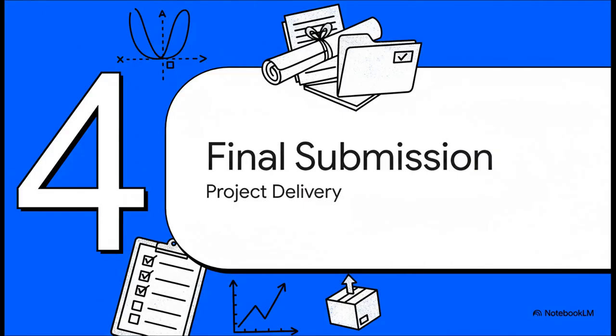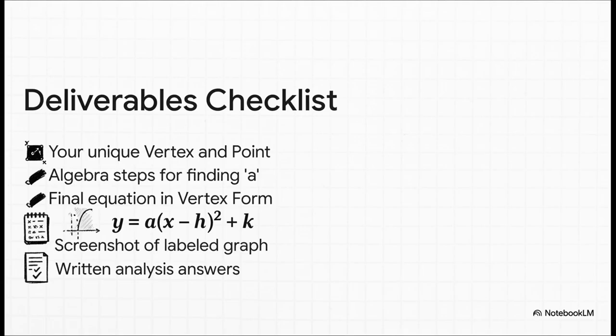So we've made it through all 3 phases. Now let's just wrap things up with a final submission checklist to make sure your project is 100% ready for delivery. Here it is, the final rundown of everything you need to turn in. You need your chosen vertex and point, all the algebra for finding a, your final equation in vertex form, that screenshot of your beautiful, fully labeled graph, and finally, your written answers to those 3 analysis questions. Just double-check you have all 5 of those components.